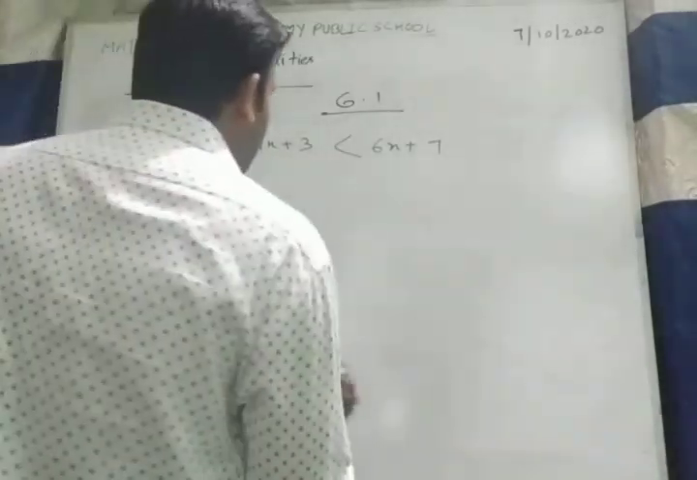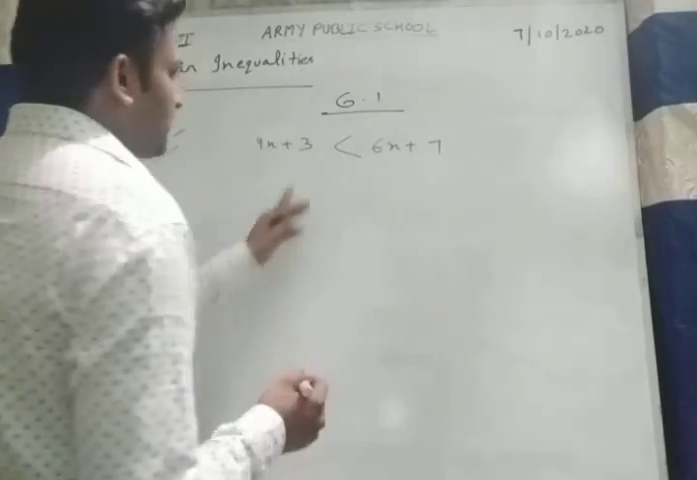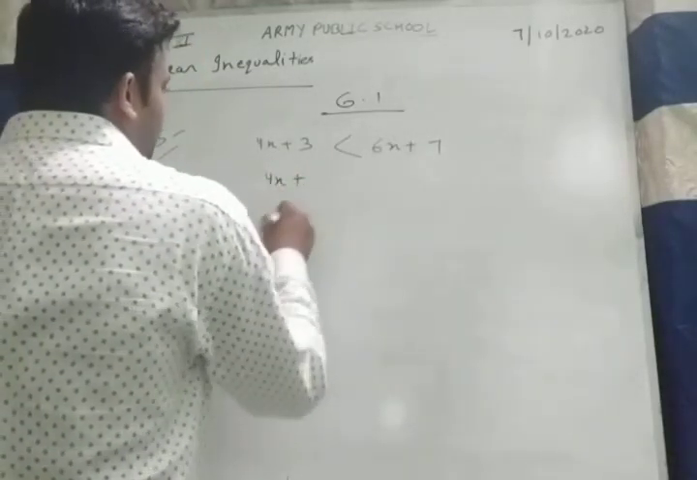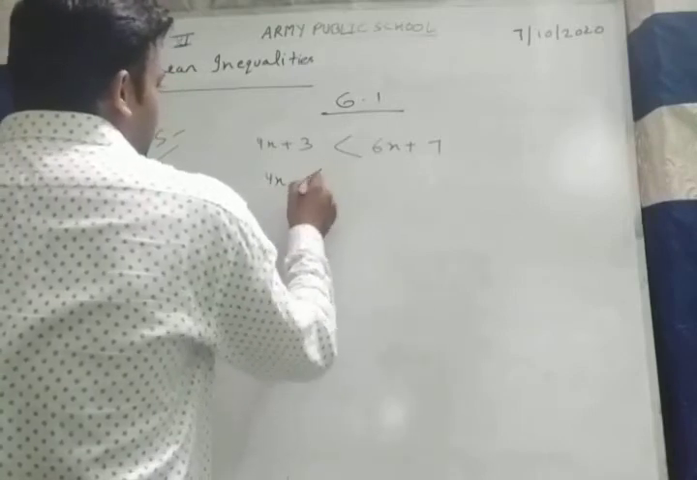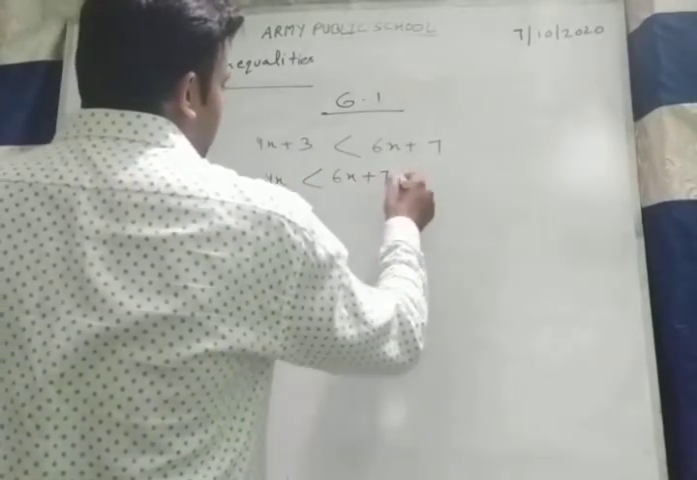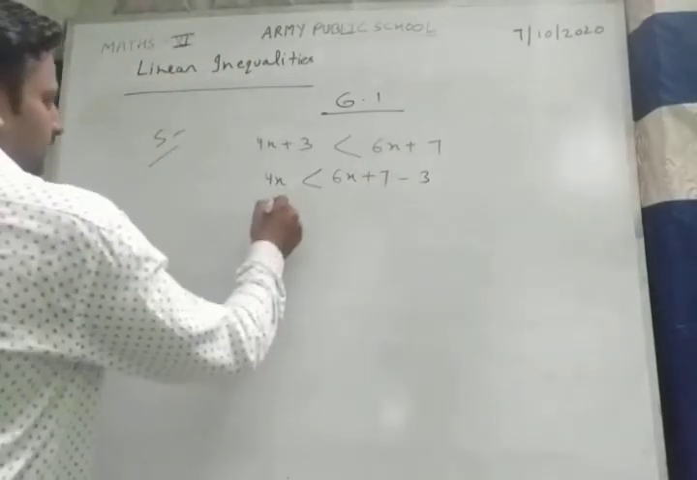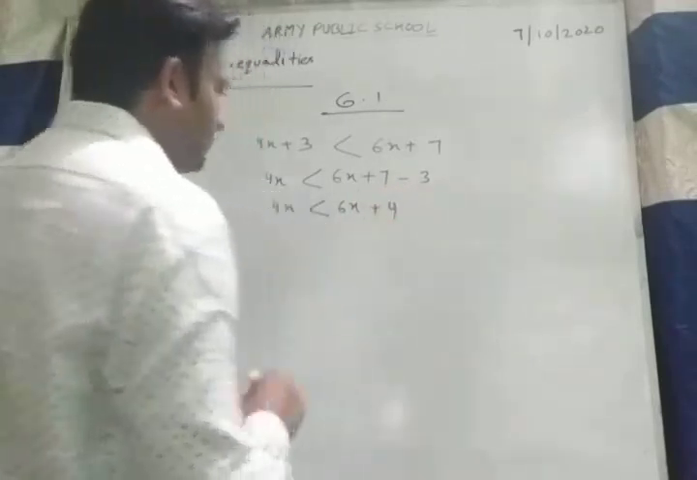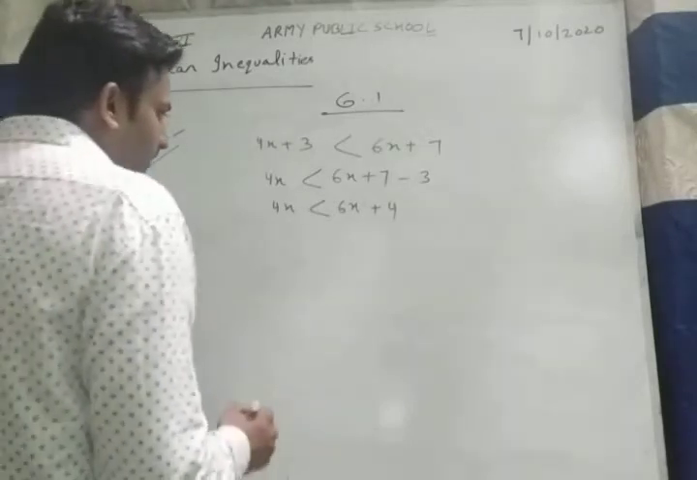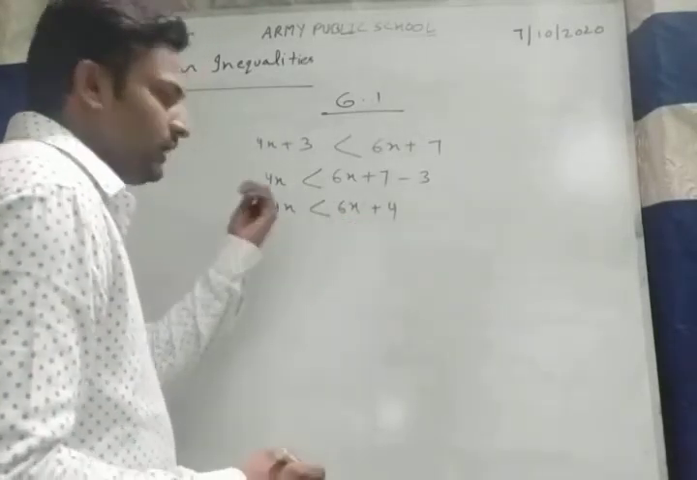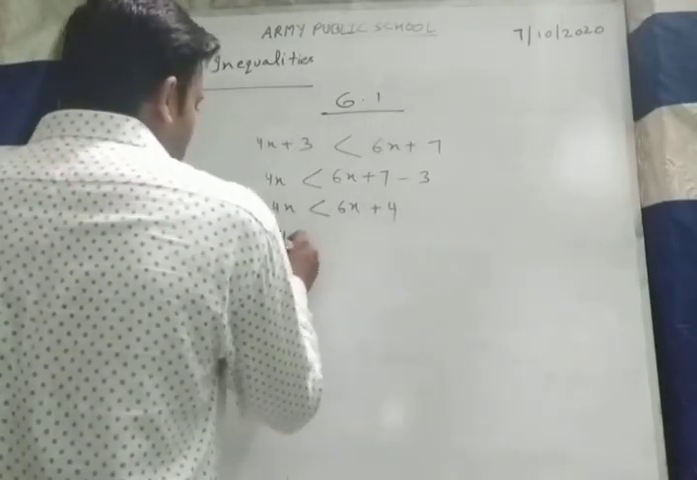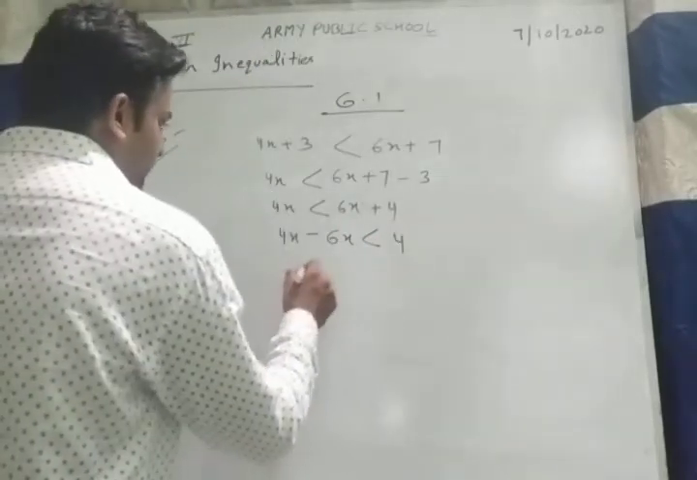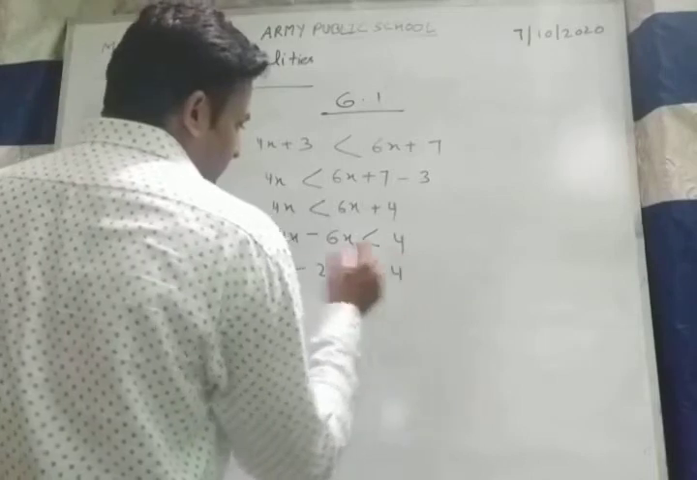Okay. So first we will transpose this 3 to the right hand side. So 4x is less than 6x plus 7 minus 3. Now 7 minus 3 is 4. What will we get? Now transpose this 6x to the left hand side. We get 4x minus 6x less than 4. We get minus 2x is less than 4.